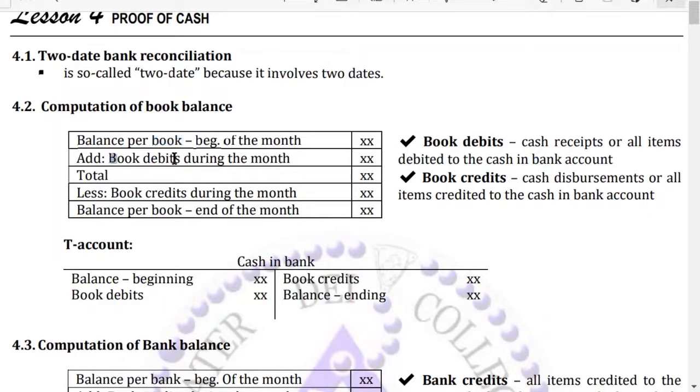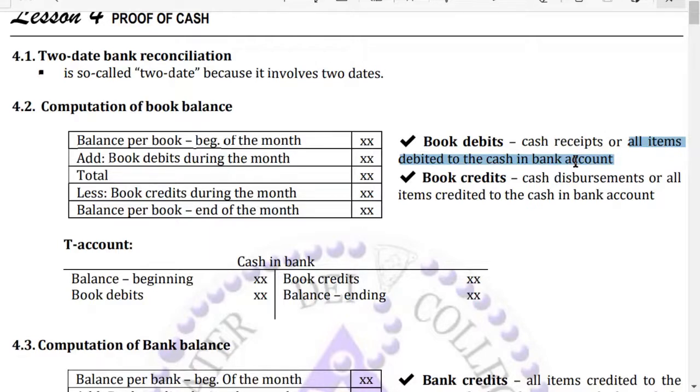Add the book debits during the month. And what are the book debits? These are the cash receipts or all items debited to the cash in bank account. So everything that were debited to the cash in bank. When we prepare the entry, we debit the cash in bank, and then you credit whatever is your reason for debiting. But most likely, if you transfer that from the cash on hand and you convert that to cash in bank, you can debit cash in bank, and then credit cash on hand.